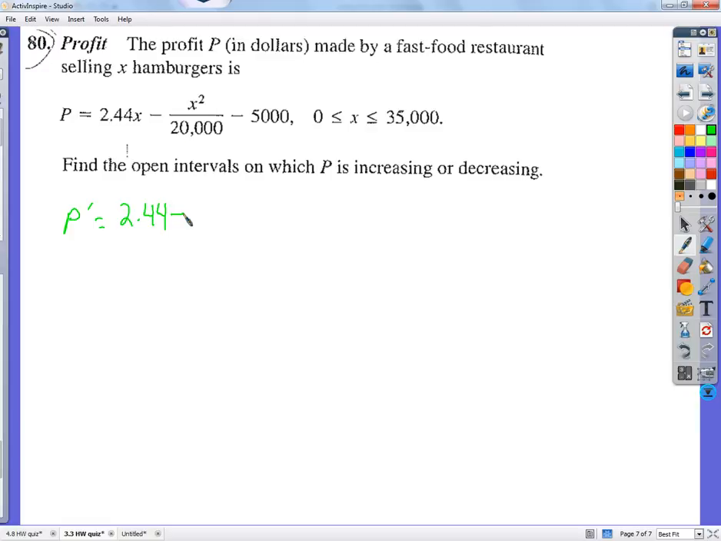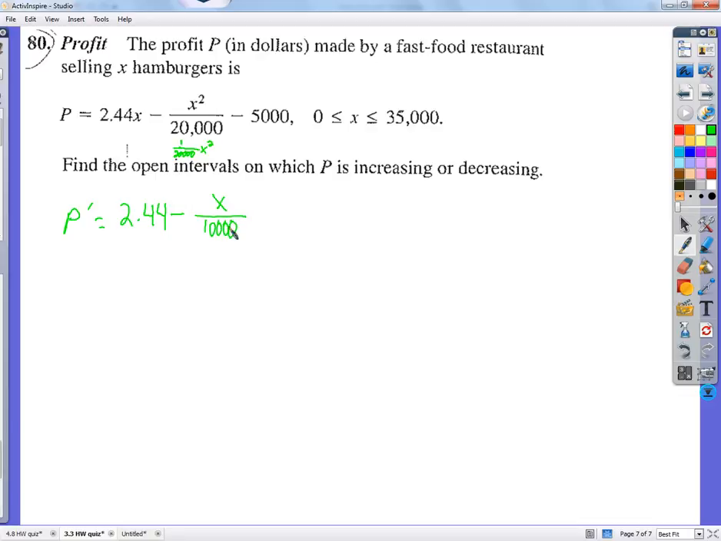What we really have here is 1 over 20,000 times x squared. Simple as that. And then you could use the power rule and then make it 2 over 20,000, which is 1 over 10,000 times x. So x over 10,000.